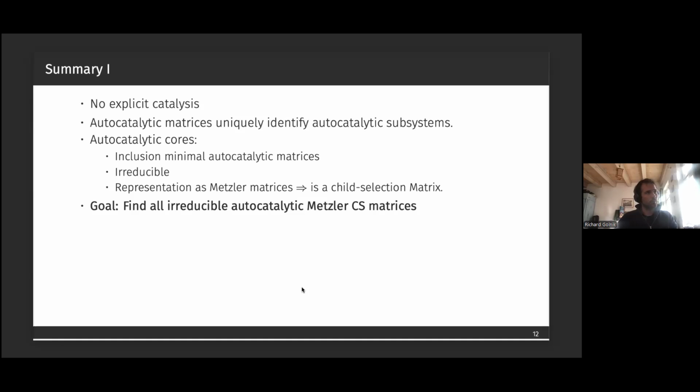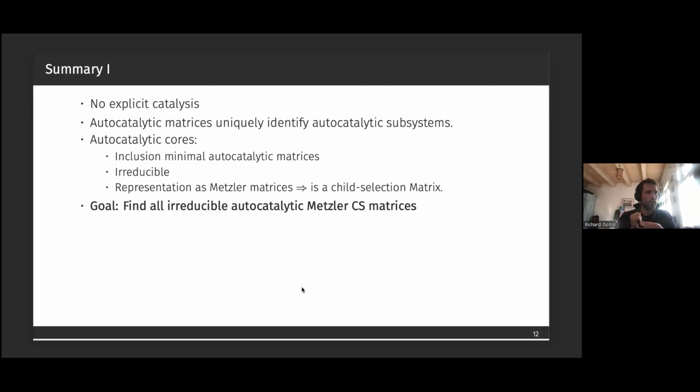To sum up the first part, we're excluding explicit catalysis, and this is why our stoichiometric matrix uniquely identifies the chemical reaction network, and our autocatalytic matrices uniquely identify the autocatalytic subsystems in this network. And autocatalytic cores are inclusion minimal autocatalytic matrices, which are irreducible and which have a representation as a Metzler matrix, which is also a child selection matrix.